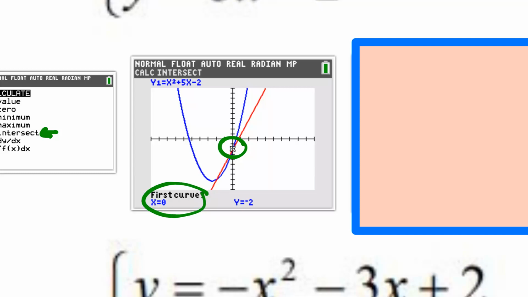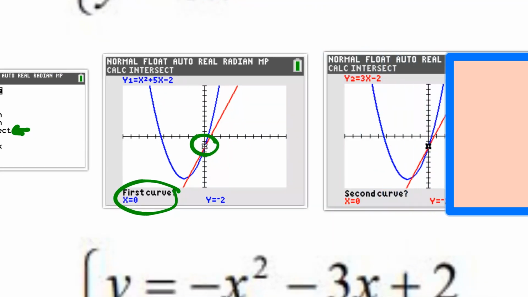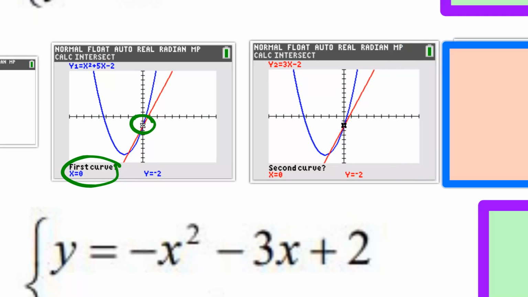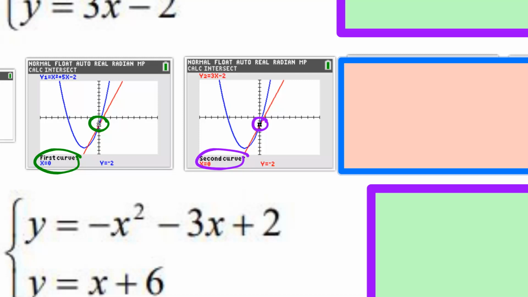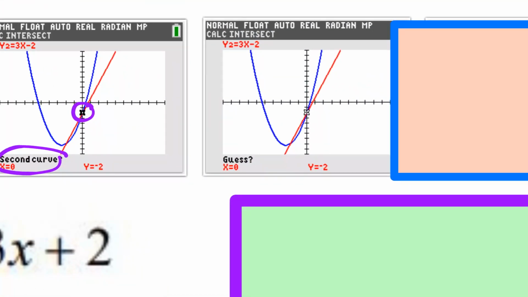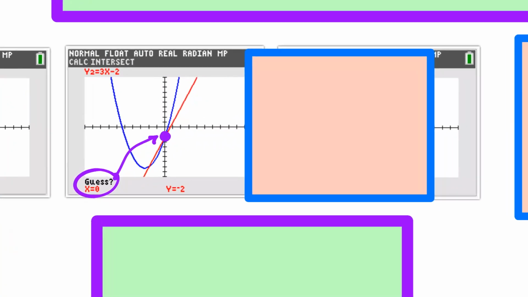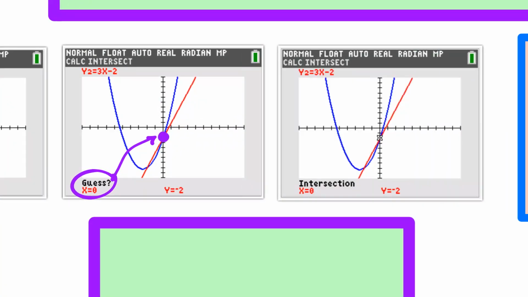When it asks for the first curve or the first line, you just want to make sure that it's around this point of intersection. After, same thing, you're going to hit enter, and it's going to ask for the second curve, right? The questions don't change. My second curve, that little point should jump to the second line, but again, it should be around that initial point of intersection. Hit enter as long as it's around that point. And then just like before, it's going to ask for a guess. And again, that guess should be around where they intersect, right? Because that's the point that we're trying to focus on. So then I end up with the point of intersection, or my first solution, as 0, -2.